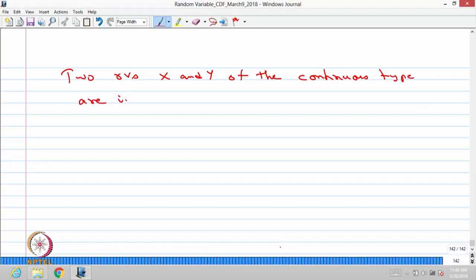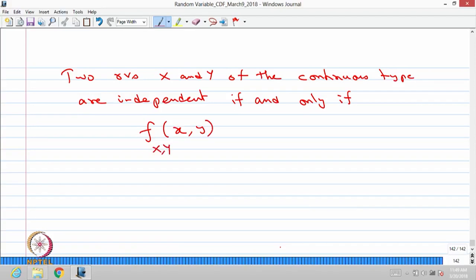are independent if and only if you replace the condition on the CDF by the probability density function. So the joint probability density function, when I write suffix x comma y, that means it is the joint probability density function of x comma y, is the same as the probability density function of x multiplied by the probability density function of y. This is for all x comma y.